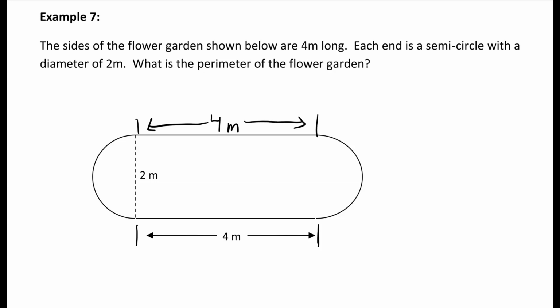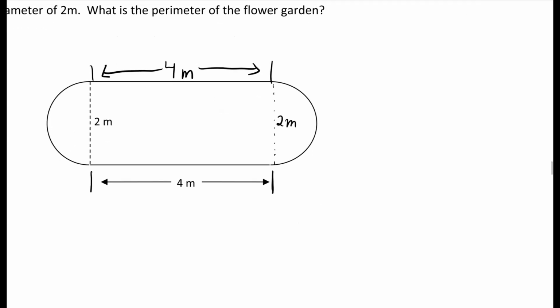Each end is a semicircle, so coming right down, if you take each side of the semicircle and join it together, you would have one complete circle. It has a diameter of 2 meters, meaning this one is going to be 2 meters as well. What is the perimeter of this flower garden?